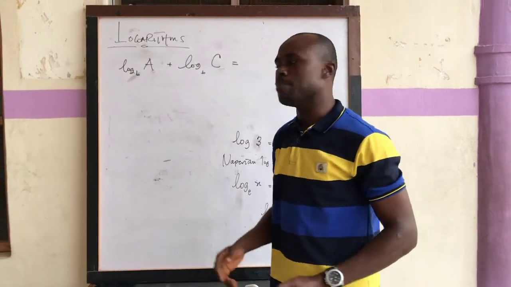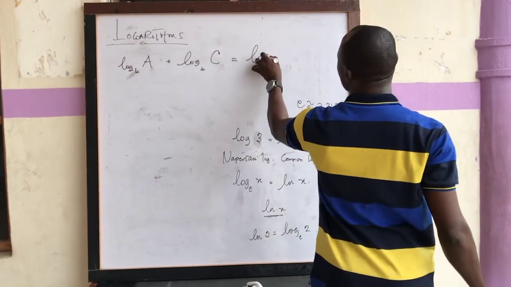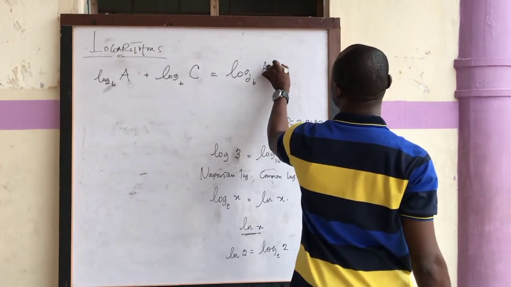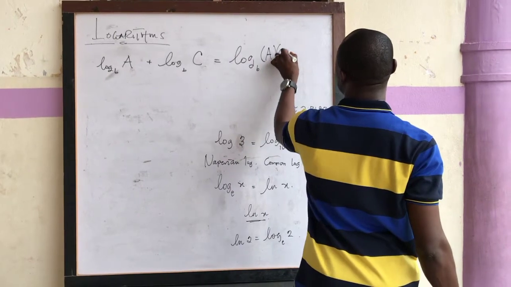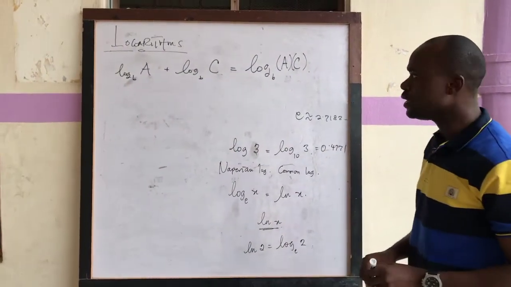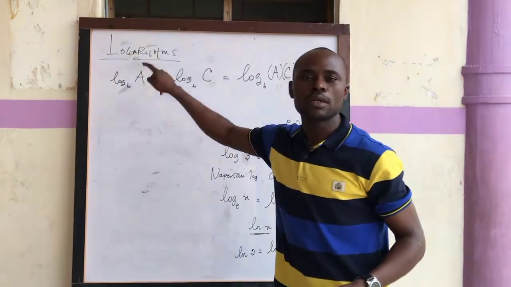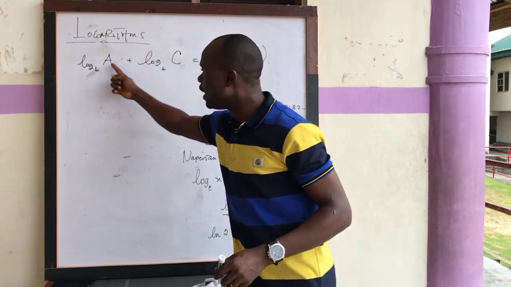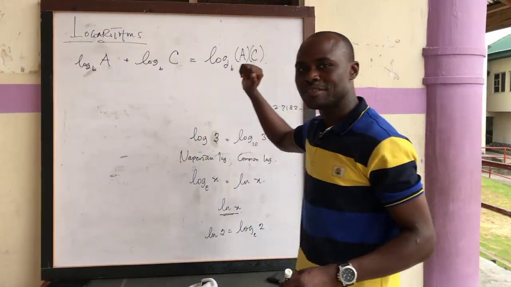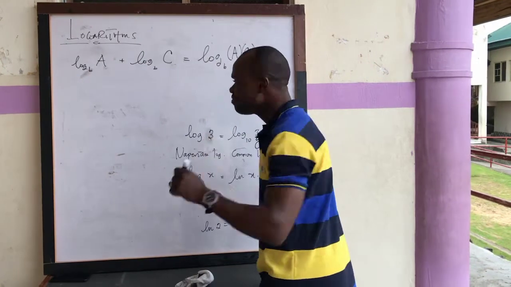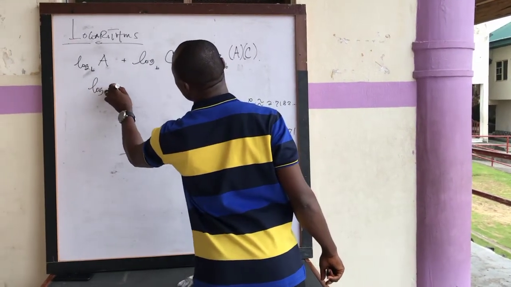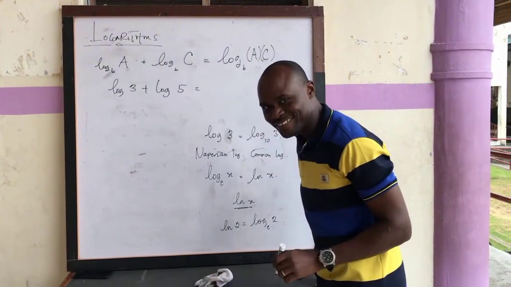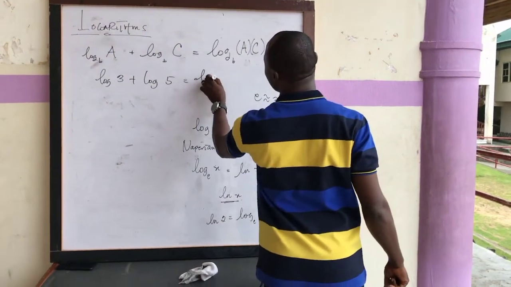If all those conditions are met, all you need to do is to have a common base, then multiply this and this. I go over that again. If I have the bases equal and I have an addition sign, all you need to do is to multiply the arguments. So you simply multiply the arguments. So don't be scared. You have this log 3 plus log 5. Please, this is not log 8. This is simply going to be log 15.